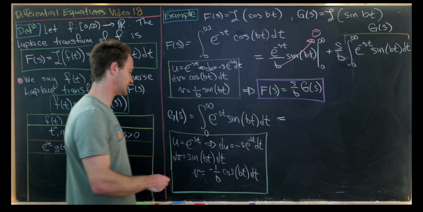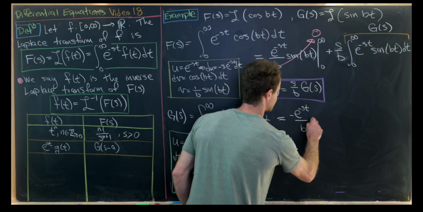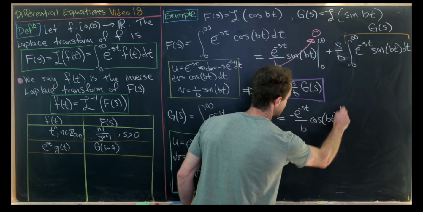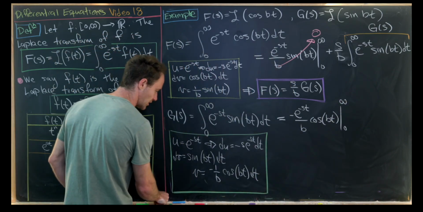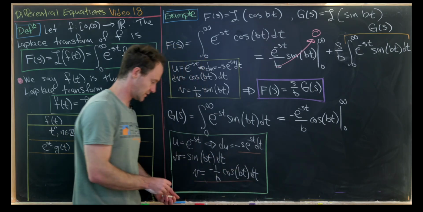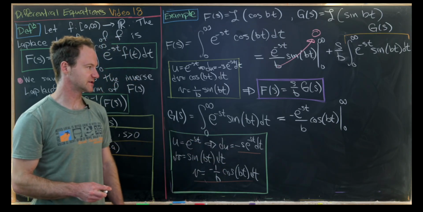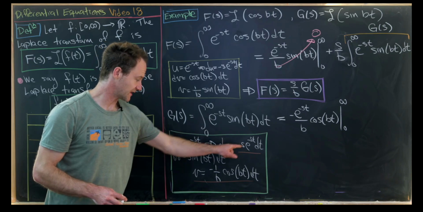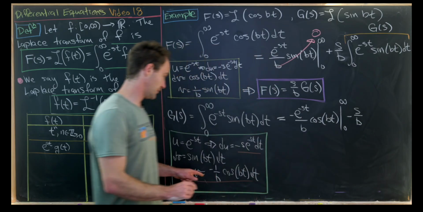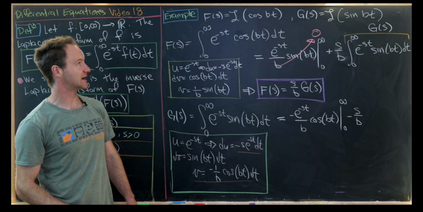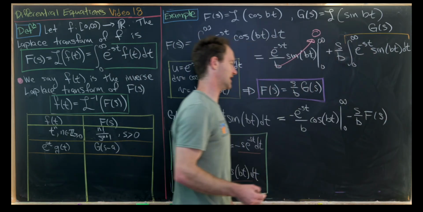We'll have u times v, so that'll be minus e to the minus st over b times cosine of bt, evaluated from 0 to infinity. And then we'll have minus the integral of v du. But let's see, we've got 3 minus signs all together, one from here, and then one built into the integration by parts formula. We can bring this s over b out, so this is going to be minus s over b. And then we'll be left with the integral of e to the minus st times cosine, but that's exactly f of s. So I'll go ahead and write that as f of s.